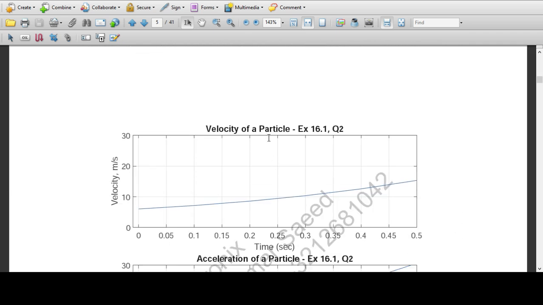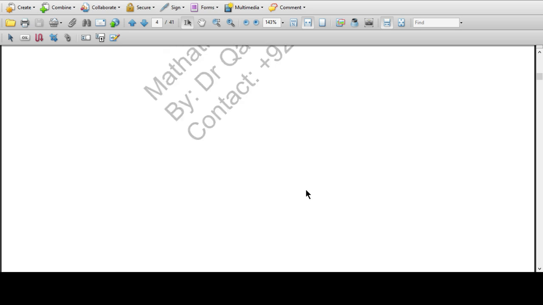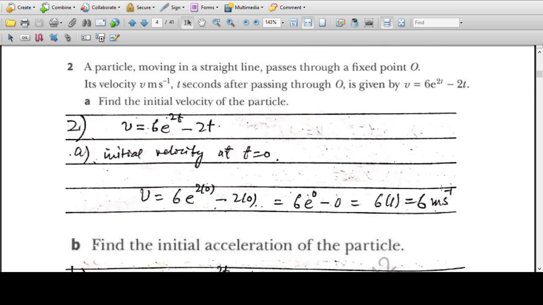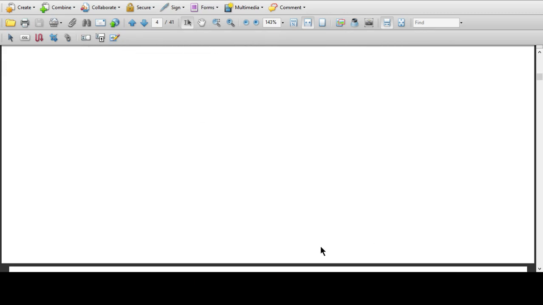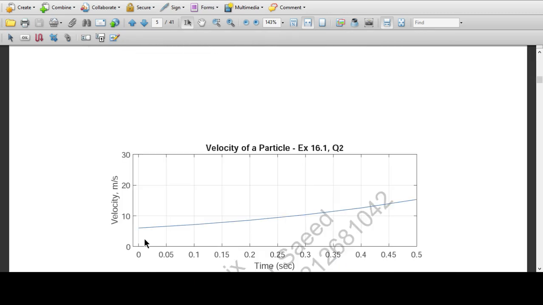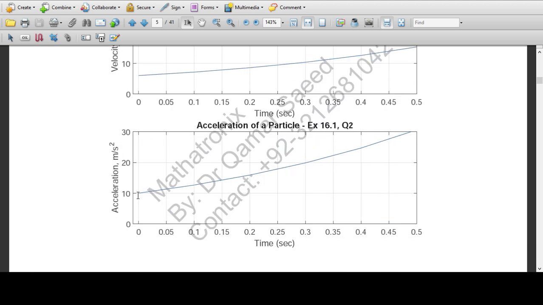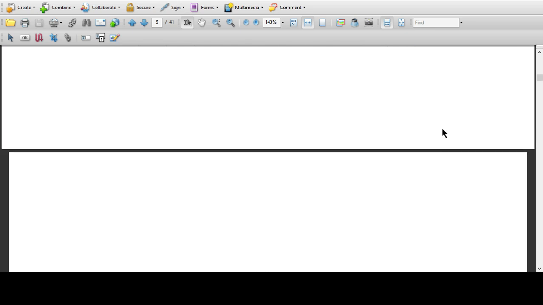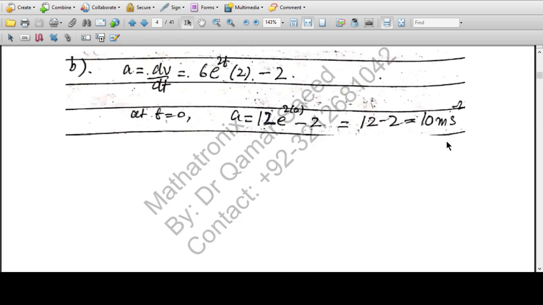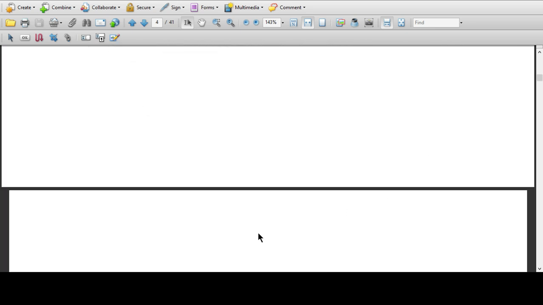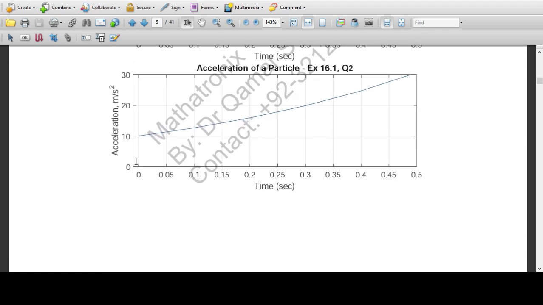Here the initial velocity is 6 meters per second. At t = 0, velocity is 6, and acceleration at t = 0 is 10 meters per second squared, which is given here. So this is question number 2.